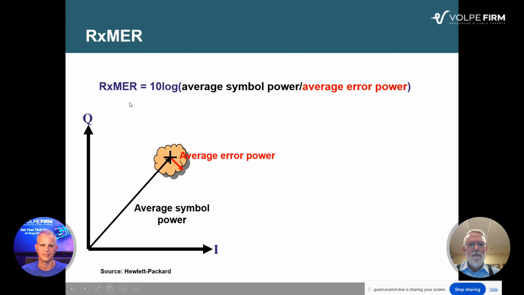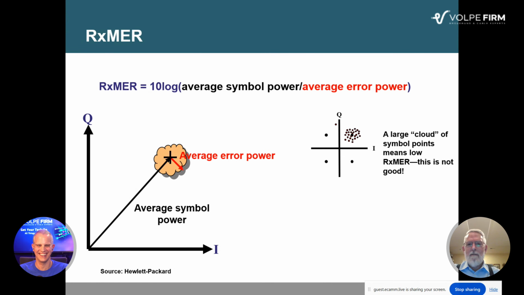And this is going to help us determine RxMER, which mathematically, from a very high level, simplistic viewpoint, is 10 times the base 10 logarithm of the average symbol power, that's this long black arrow right here, where the angle represents the phase and the length represents the magnitude, divided by the average error power. That's MER. Simple. Well, sort of. And I'll show you the real formula that the computation inside the QAM analyzer uses.